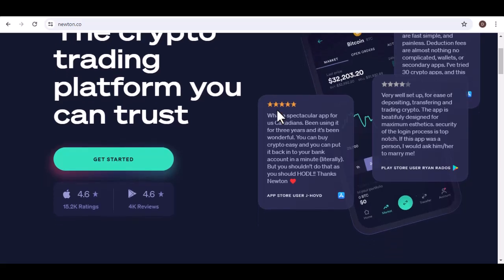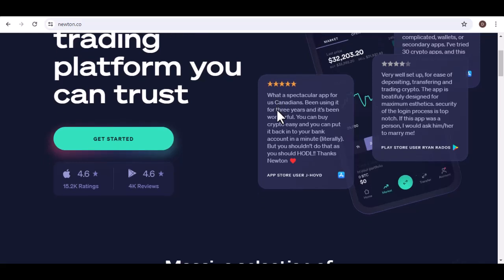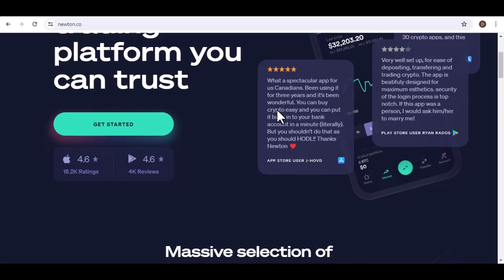Before we get started, let's understand why a wallet address is so important. Think of it as your digital bank account number. It's the unique identifier that allows you to send and receive cryptocurrencies. Without it, you're essentially locked out of the crypto world.